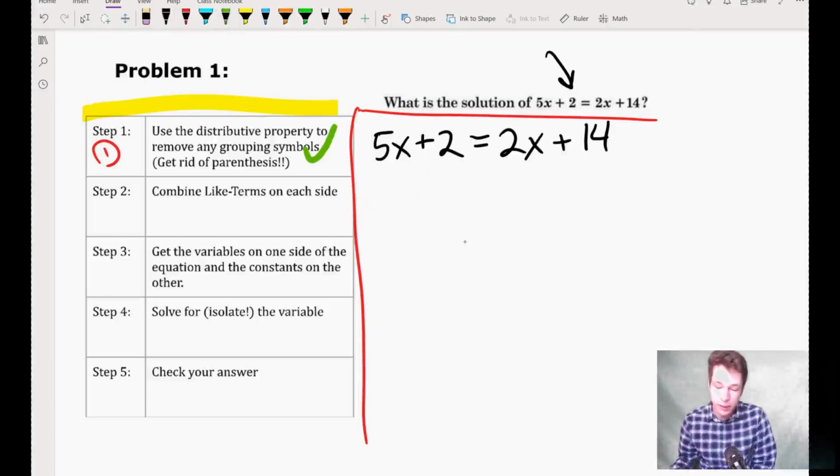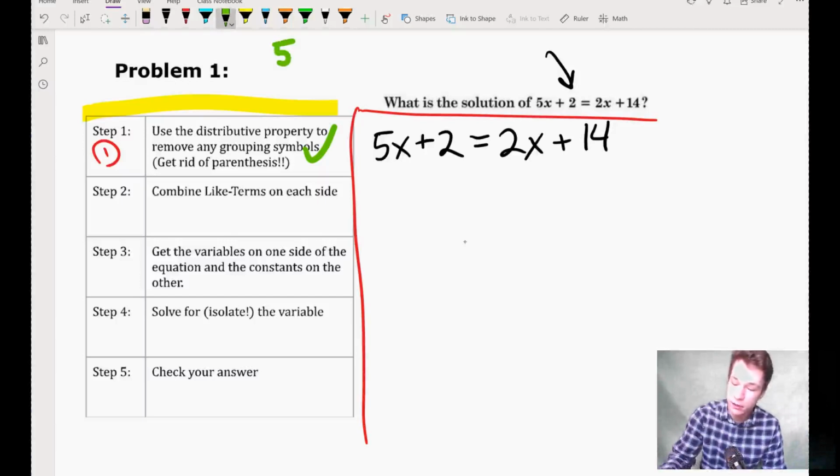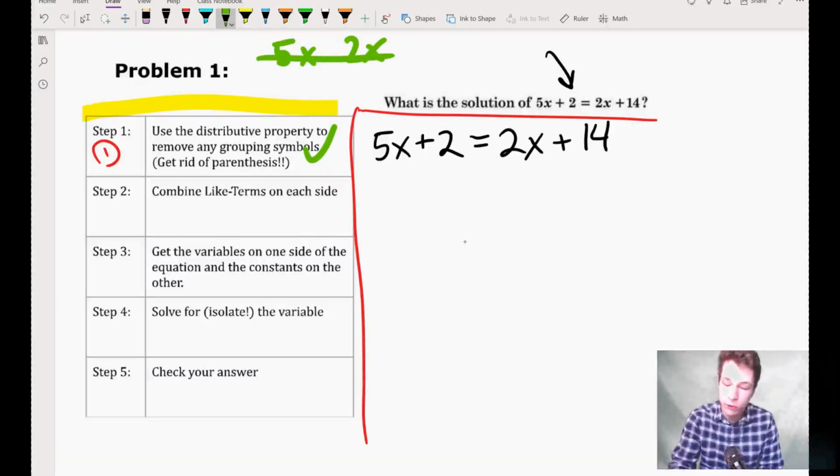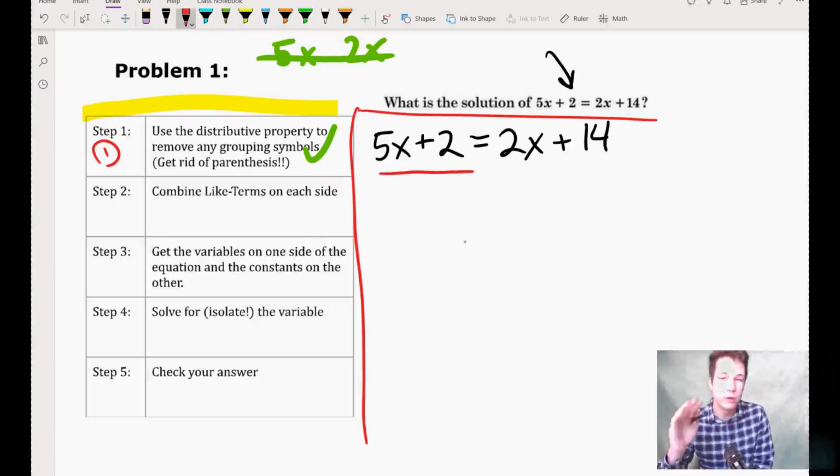Step 2, combine like terms on each side. Remember, like terms have the same variable. For example, I could combine the 5x and the 2x. The only problem is they're not on the same side. So if I just look at the left half, there are no like terms. Here I have a 5x and a 2. Those are not like terms. And on the right side, I have a 2x and a 14. Those are not like terms either. So that means that step 2 is complete. We don't have any like terms to combine.